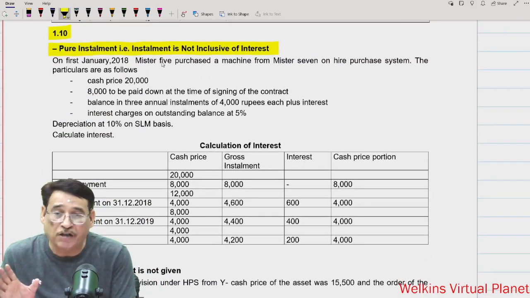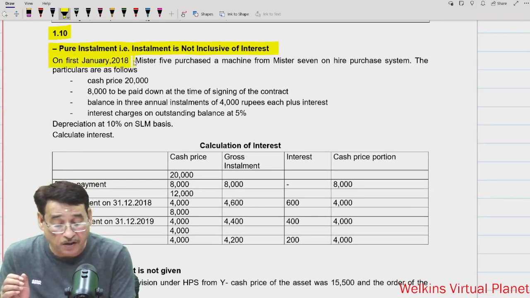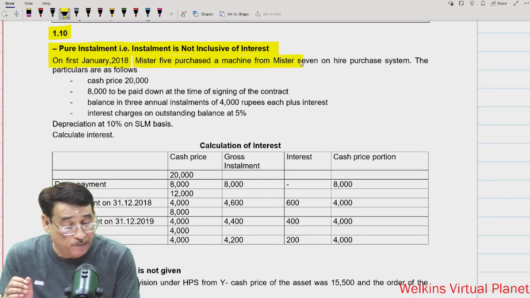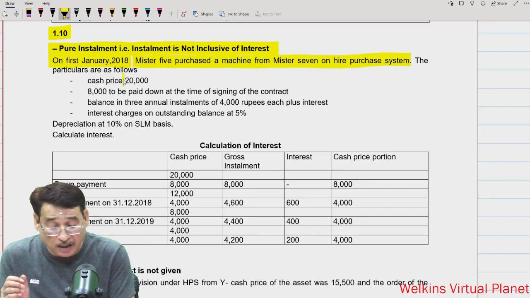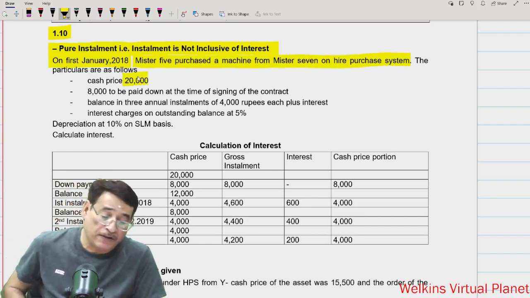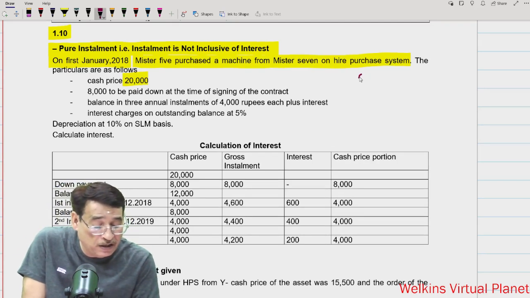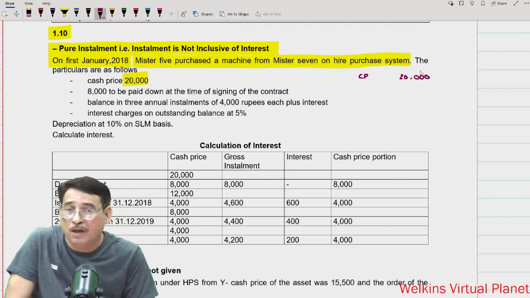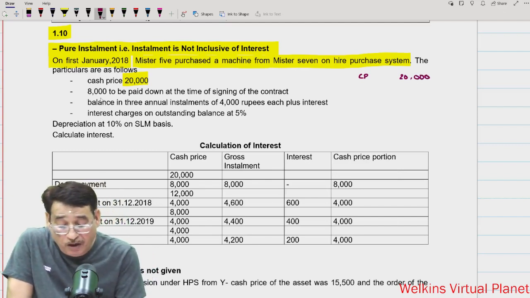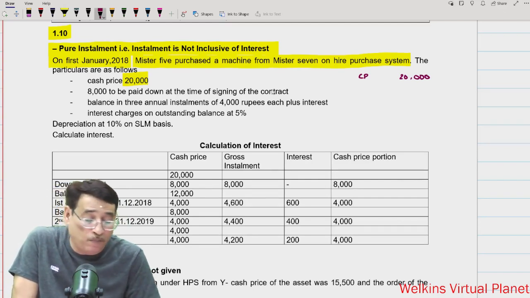The question states that on 1st of January 2018, Mr. 5 purchased a machine from Mr. 7 on hire purchase system. The particulars are as follows. The cash price is 20,000. Now, in this question it is given that the cash price is 20,000. I will write here cash price. The question says that 8,000 is to be paid down at the time of signing the agreement.